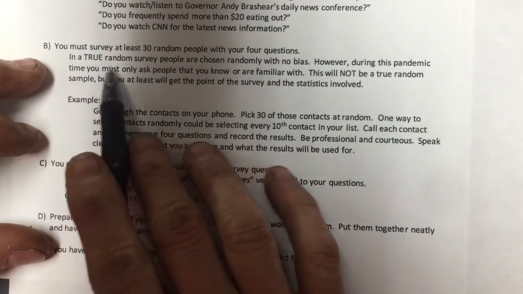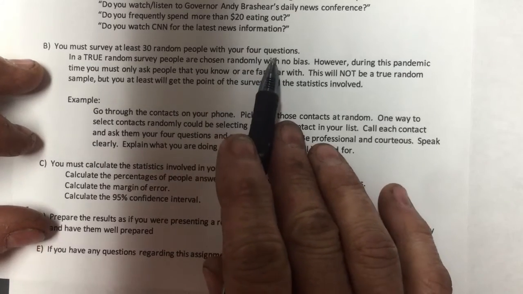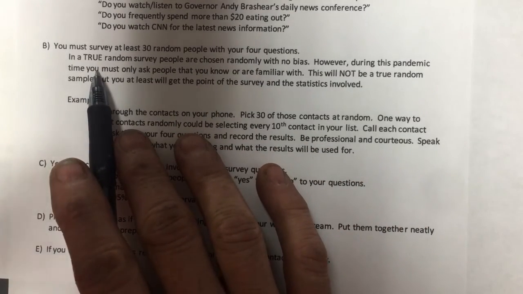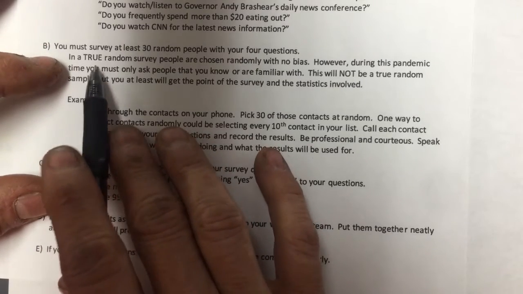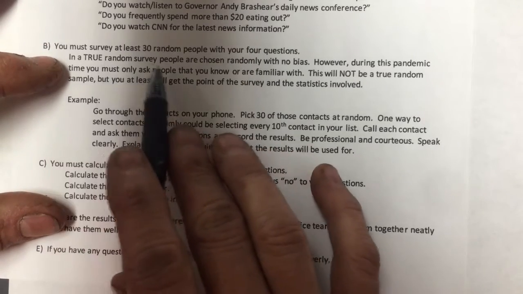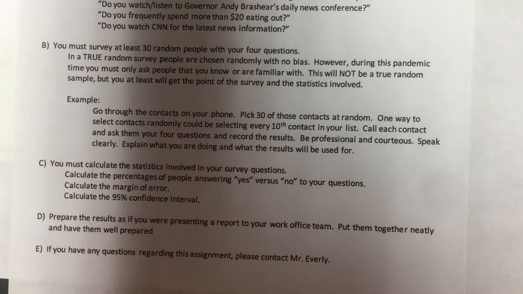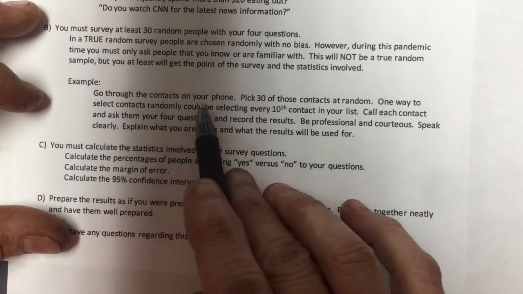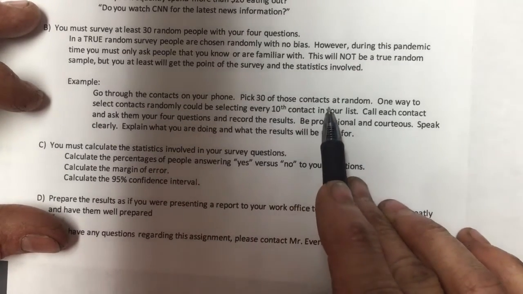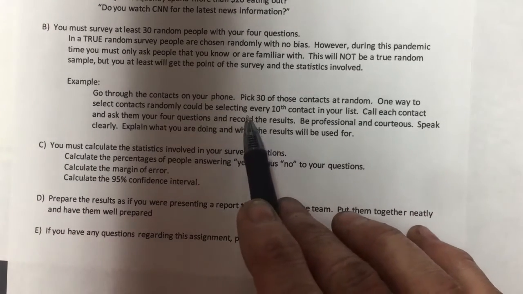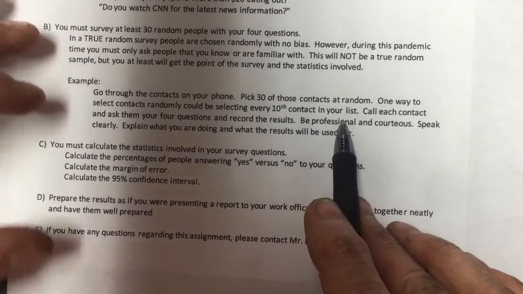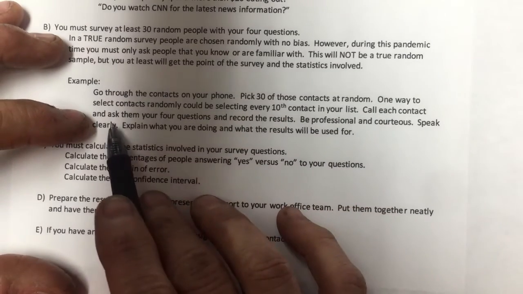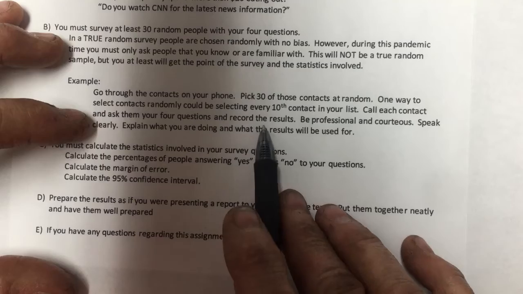Now here's something a little different that's not on here. You must survey at least 30 random people with your 4 questions. Like we've talked about, a true random survey chooses people randomly with no bias. You're not really going to be able to do that because you're going to pick these from your phone or your contacts some other way. For example, you can go through your contacts on your phone and pick 30 of those at random, by selecting every 10th contact on your list. You're going to call each contact, ask them your 4 questions and record the results.